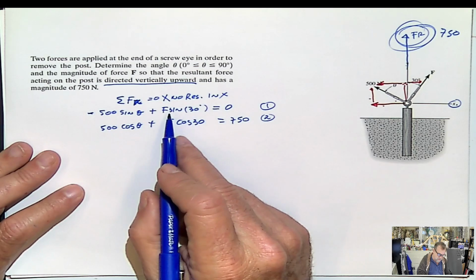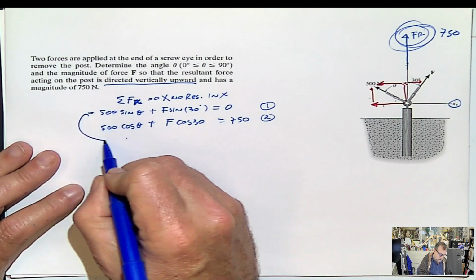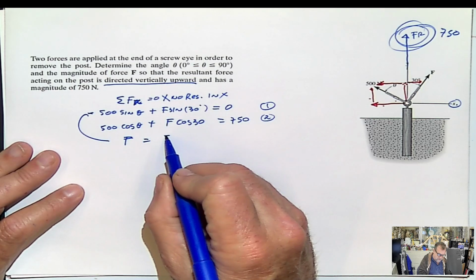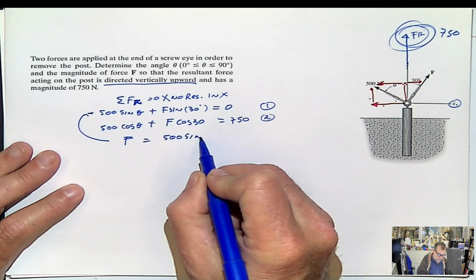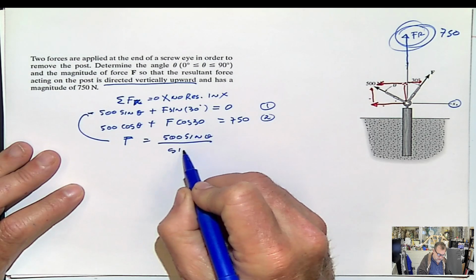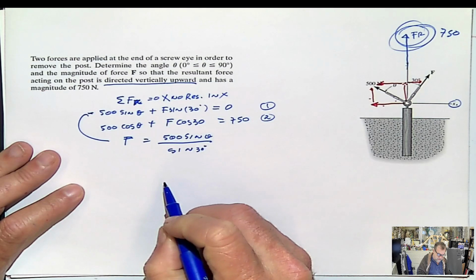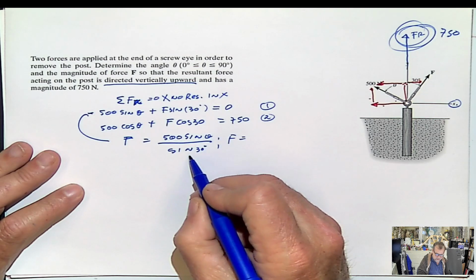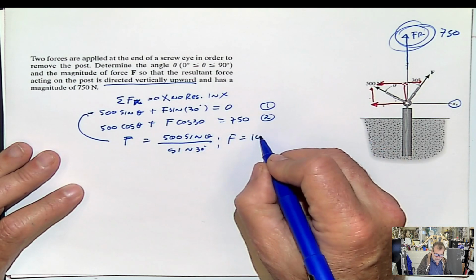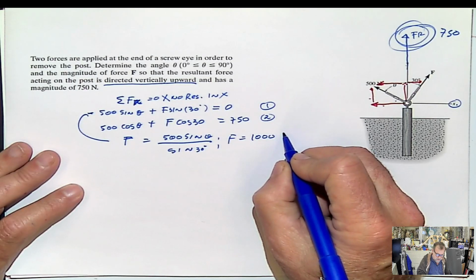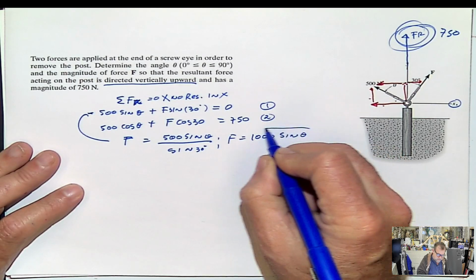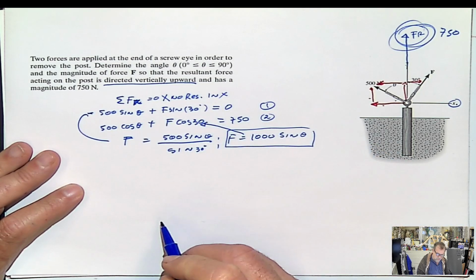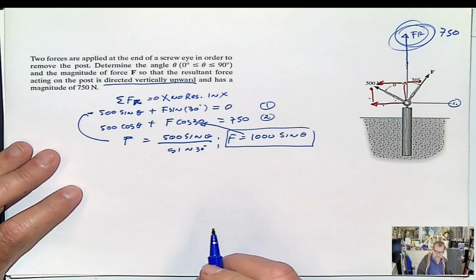So let's solve for F in the first one. F is going to be equal to 500 sine of the angle divided by sine of 30. Sine 30 is 0.5, and dividing by 0.5 is the same as multiplying by 2, so F is 1000 sine of the angle. Then I'm going to plug it into that other equation and let's see what we get.